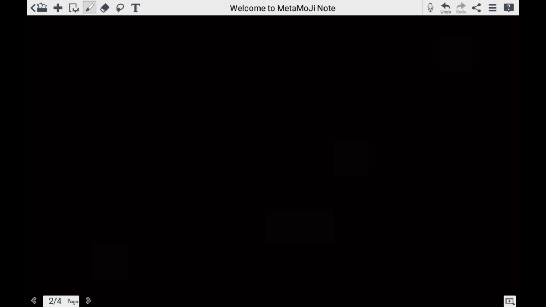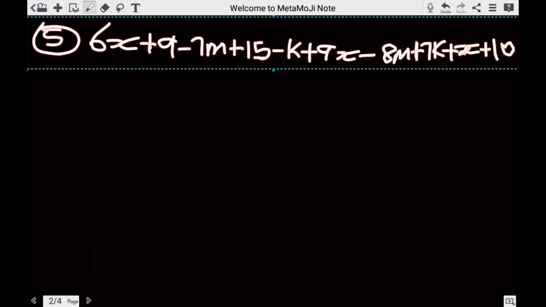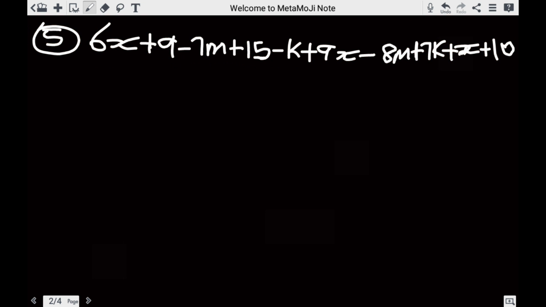Now let's look at number 5. It's going to be a little bit challenging, so let's get into it. So here is number 5. Let's say we have 6s plus 9 minus 7m plus 15 minus k plus 9s minus 8m plus 7k plus s plus 10. How do we do this now?